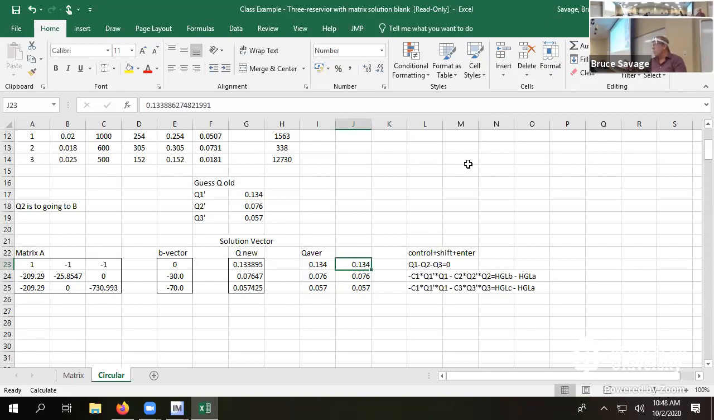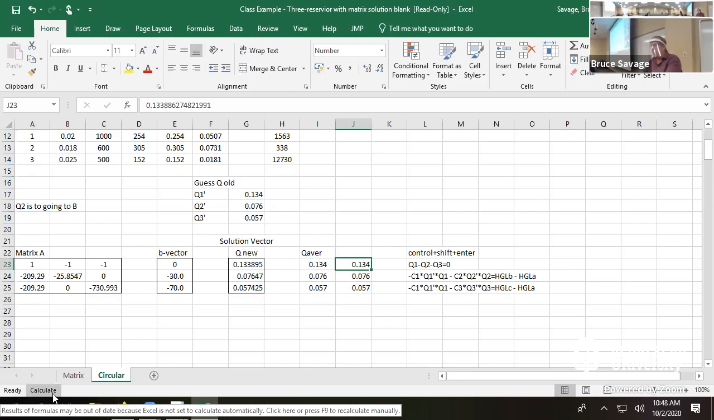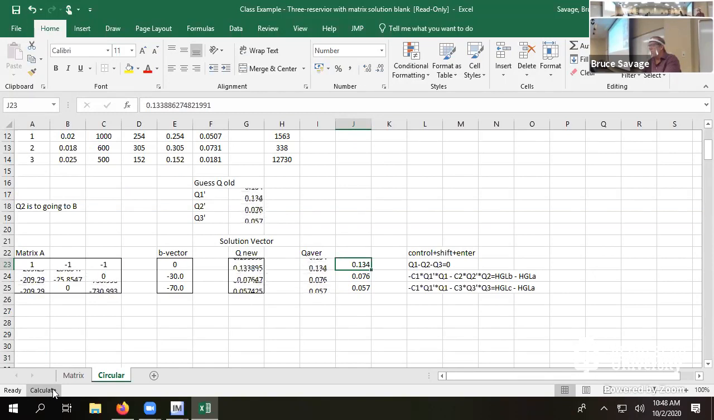Yep, it just moved so fast you didn't see it. If I push, watch down here in the left-hand corner, it says calculate. If I push F9, and it tells me to click here to press F9 manually to calculate, it will sit and look like it's updating. That is correct, yes.